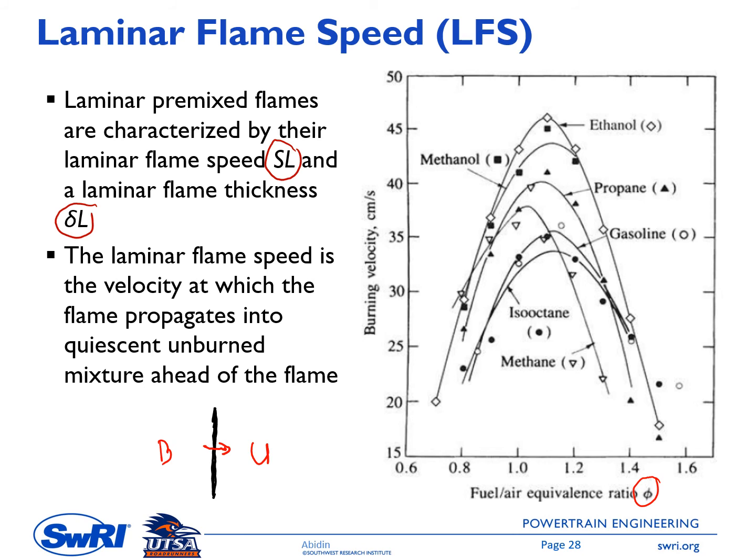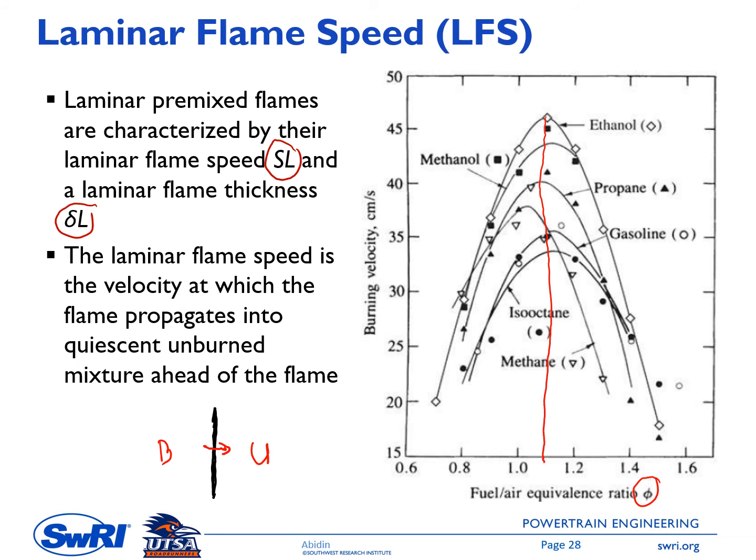So the laminar flame speed is maximum at slightly higher than 1, which means it is at a slightly rich mixture. Usually it's around 1.1. So we have this big laminar flame speed around this point.